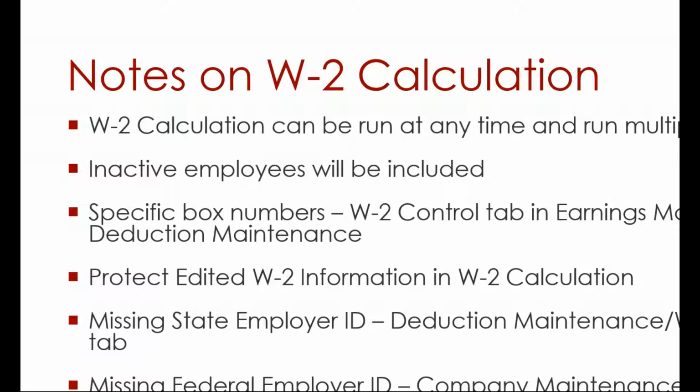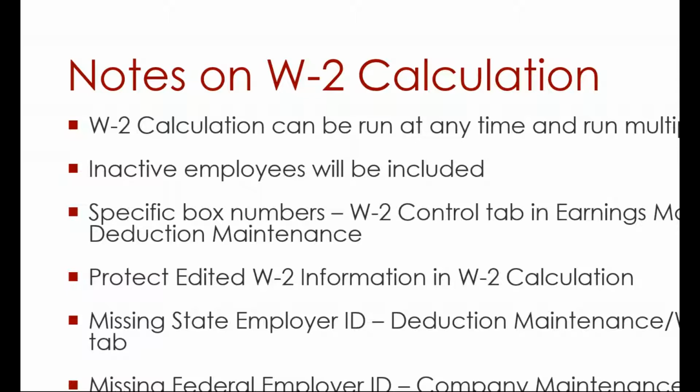If you have inactive employees who have earnings and deductions for the W-2 year, they can be calculated and printed as well. If an earnings type or deduction amount is to be printed in a specific box number on the W-2s, you want to use the W-2 control tab of the earnings type maintenance screen or deduction maintenance screen to indicate that box number, and if there's a letter, you would put that as well.